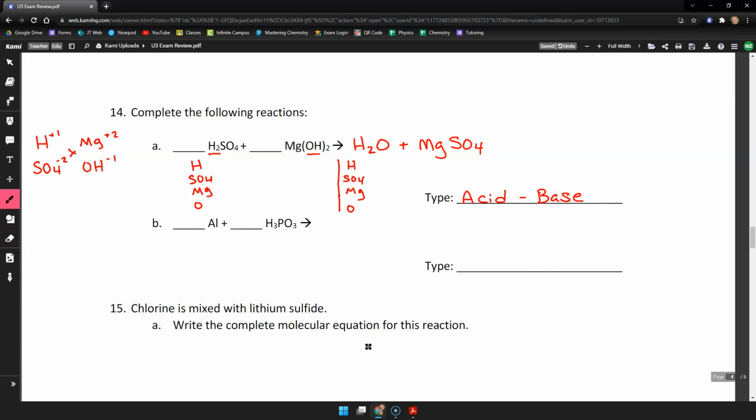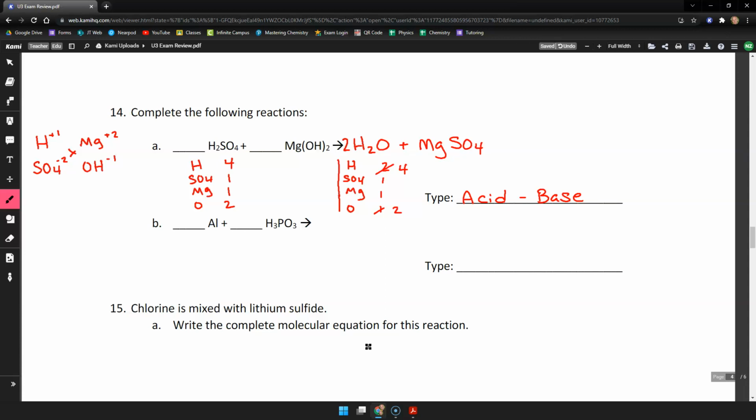So let's count them up. So we have 2 here, and then we have another 2. So this will be 4 hydrogens. We have 1 of those, we have 1 of those, and then 2 oxygens. Okay, again, this 2 on the outside multiplies in. Okay, on the other side, we have 2 hydrogens, 1 sulfate, 1 magnesium, 1 oxygen. Okay, so this one's pretty easy to balance. All I need to do is just put a 2 in front of H2O. 2 times 2 is 4. 2 times 1 is 2. Okay, and that one's balanced.